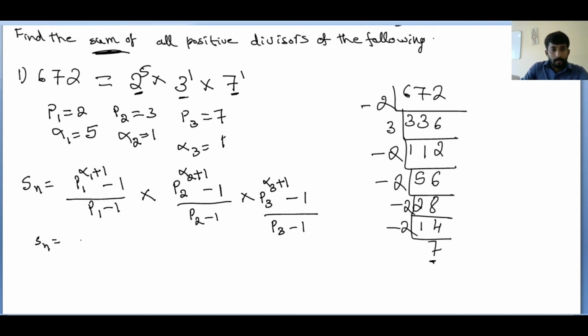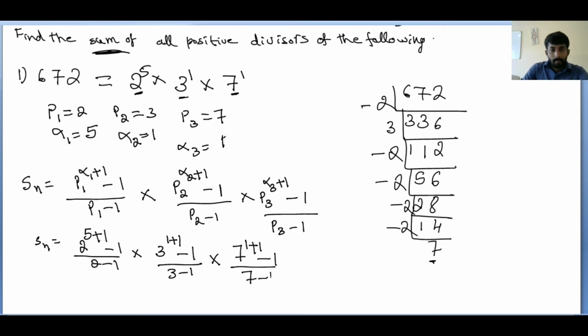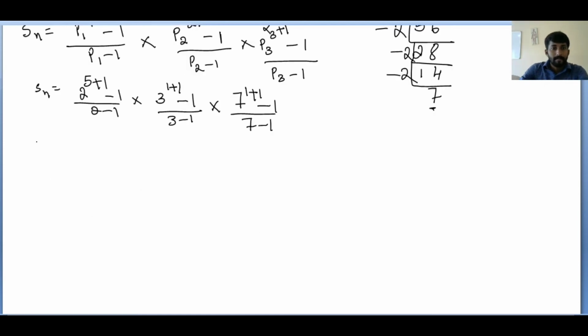Sn is equal to P1 to the power alpha 1 plus 1, that is 2 to the power 5 plus 1, minus 1, by 2 minus 1, into P2. P2 is equal to 3, so 3 to the power alpha 2, which is 1. So 3 to the power 1 plus 1, minus 1, divided by 3 minus 1, into, next is P3, that is 7 to the power alpha 3 plus 1. You will get 7 to the power 1 plus 1, minus 1, divided by 7 minus 1. In the next step, simplify this one.